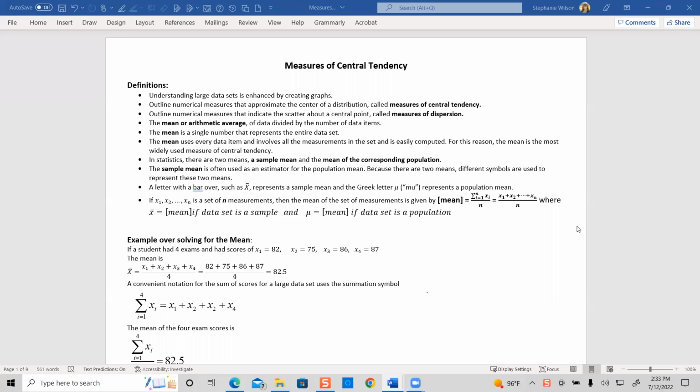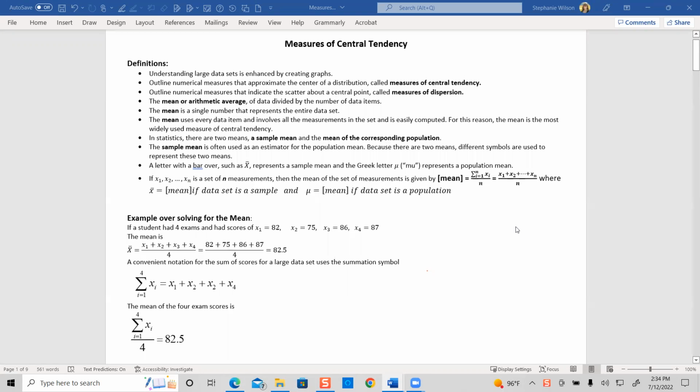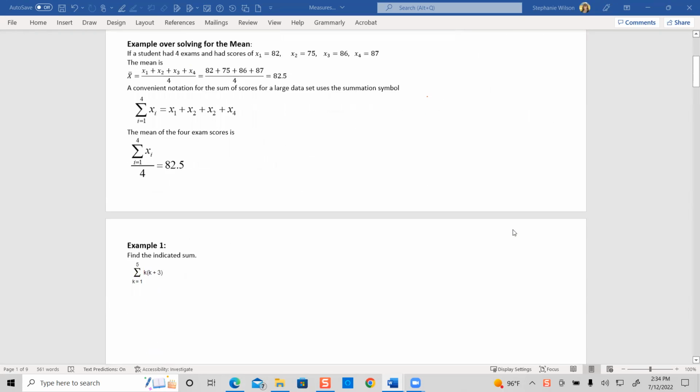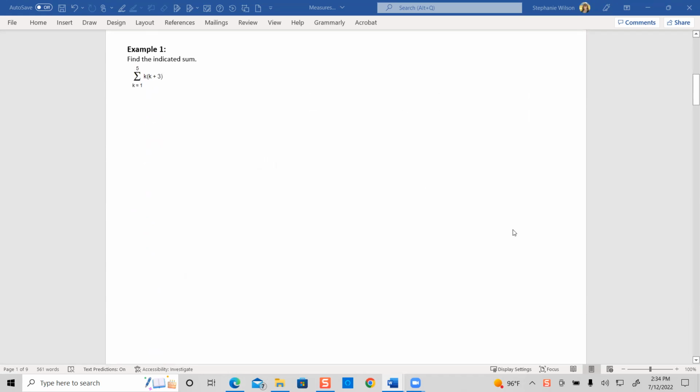Measures of central tendency. Please take a moment to read this first page here. It has some helpful information, definition, formula, and an example. Now that we have reviewed it, let's move on to example 1.